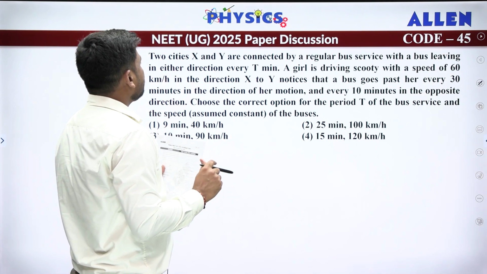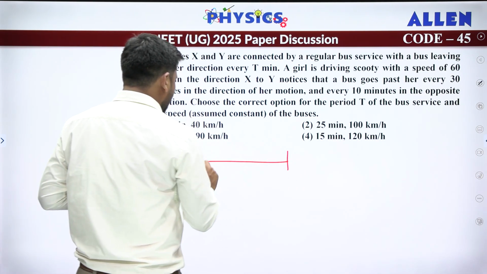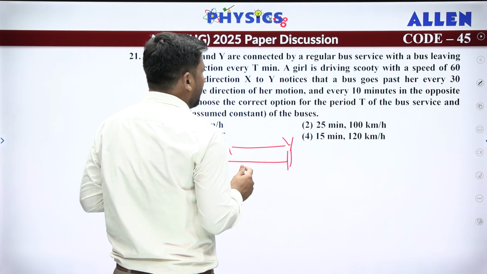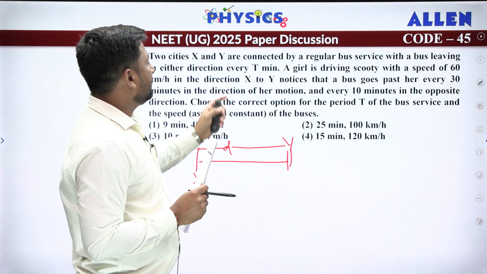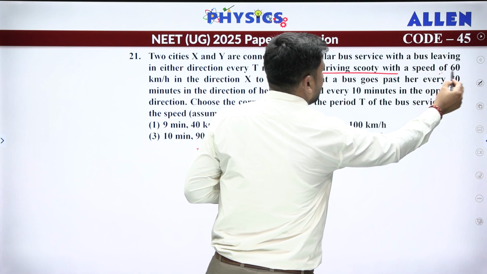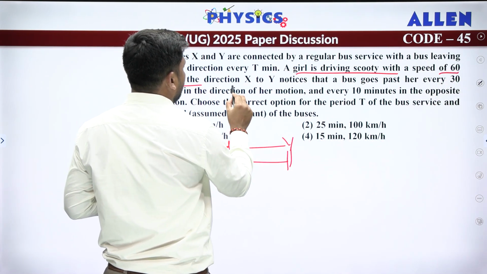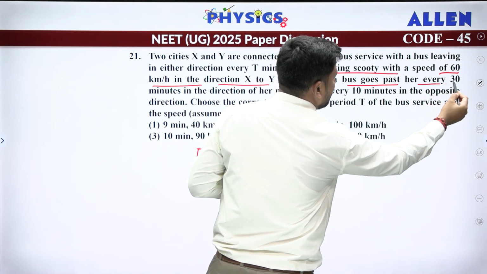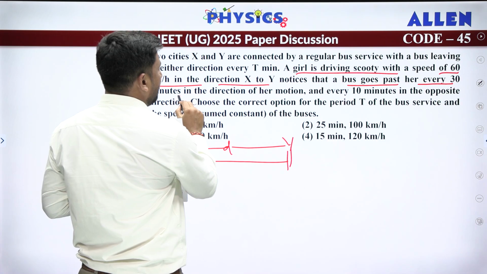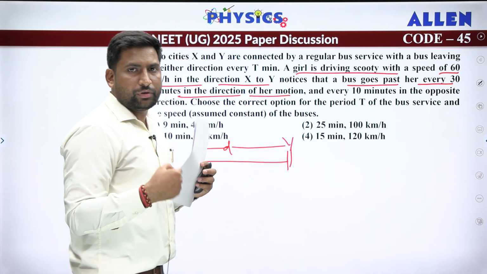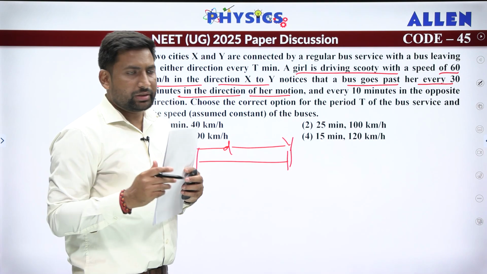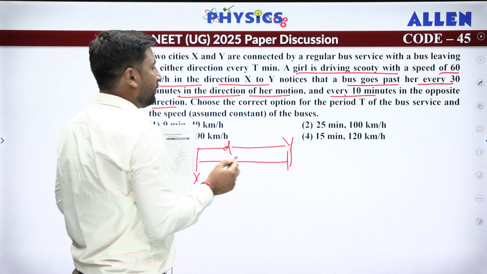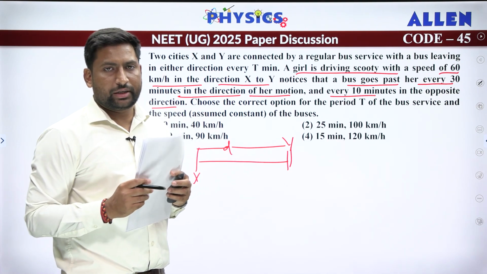They are saying that there are 2 cities, X and Y. Let's suppose they are separated by some distance D. Now they are saying that a girl is driving her scooty with a speed 60 km per hour in the X to Y direction. Notice that a bus passes, meaning every bus is passing in 30 minutes in the direction of her motion, meaning when the bus is following the girl, after every 30 minutes one bus is passing. Now, every 10 minutes in the opposite direction, the bus coming from the opposite direction is passing in 10 minutes.